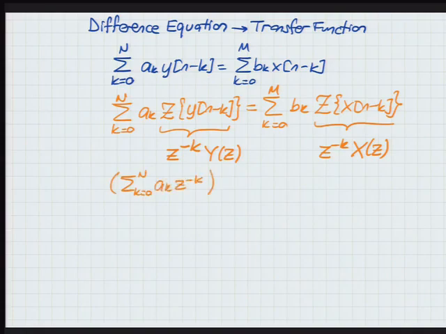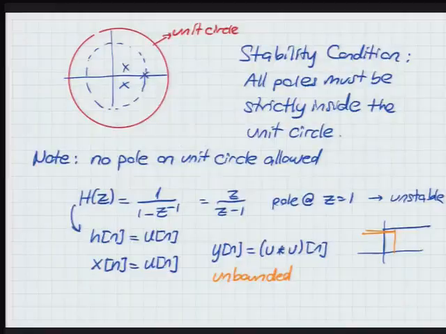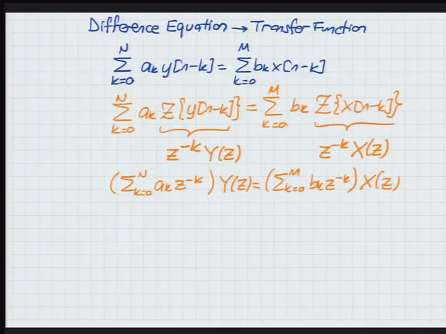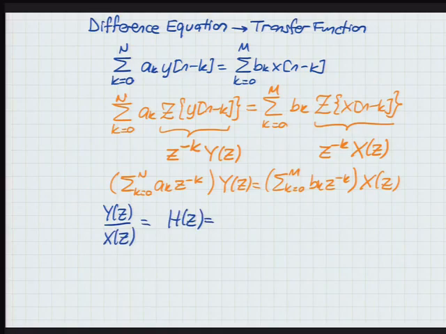All right? So I can factor out Y of z on the left-hand side, and then do the same on the right-hand side, so X of z is factored out, right? And I know that Y of z by X of z from this expression here is going to be H of z. So therefore, Y of z by X of z is our transfer function, H of z, which is going to be the ratio of these two polynomials in z inverse.